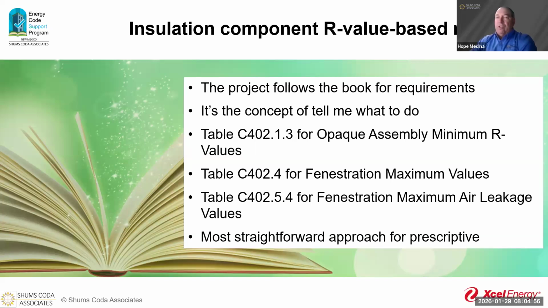It tells us that our walls need to have an R19 cavity or an R13.5 cavity and an R7.5 continuous. This is what we have going on, and the information for this is going to be on the plans. We have to meet the requirements of Table C402.1.3. We have to meet the requirements for 402.4 and 402.5.4 for our fenestration and for our air leakage for that fenestration. This is our most straightforward approach.